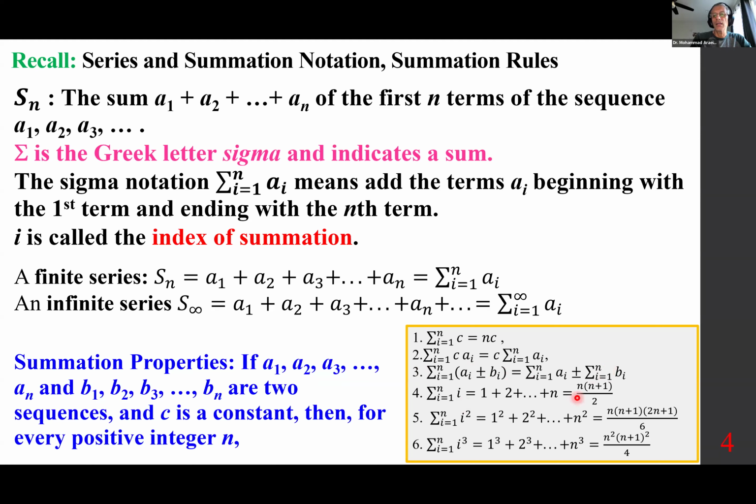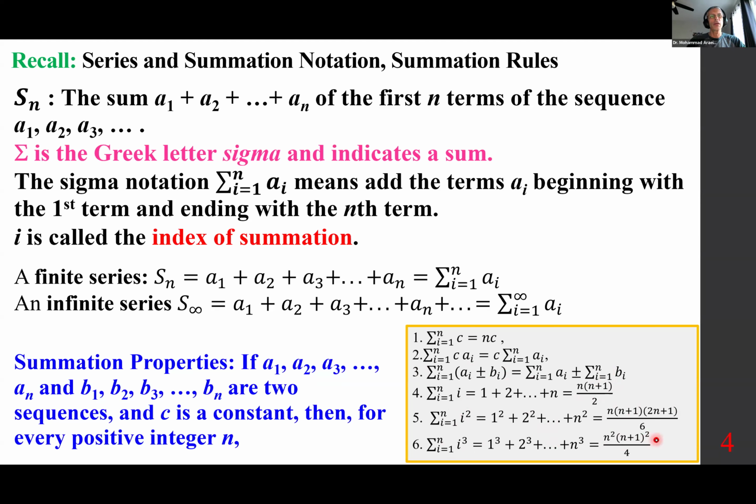Summation of i is n times n plus 1 over 2. Summation of i squared is n times n plus 1 times 2n plus 1, over 6. Summation of i cubed is n squared times n plus 1 squared over 4. So that's what we have so far.